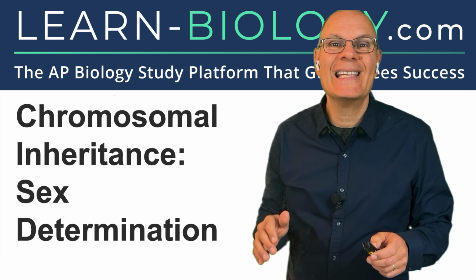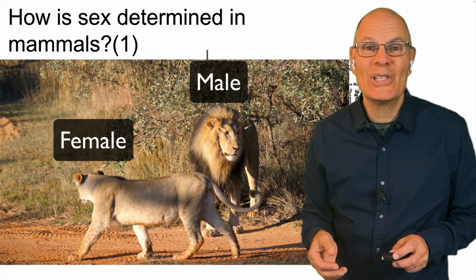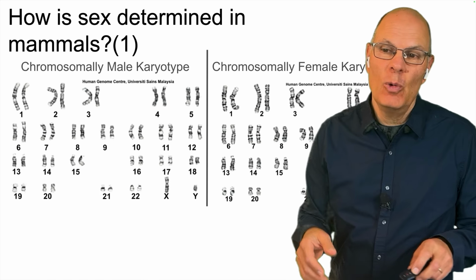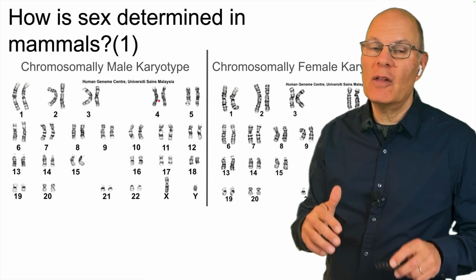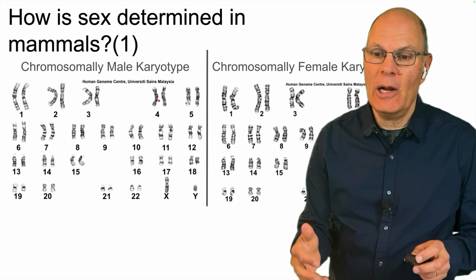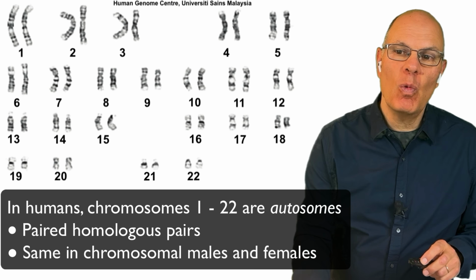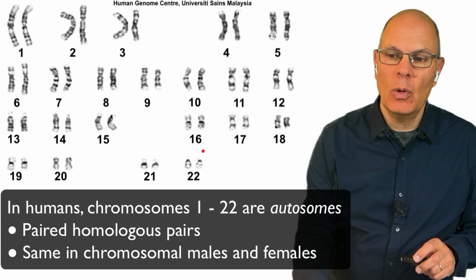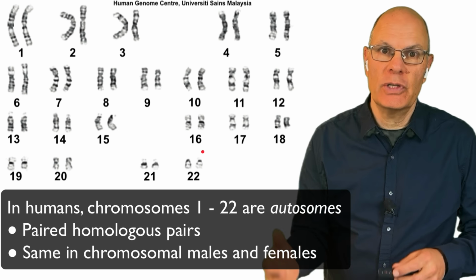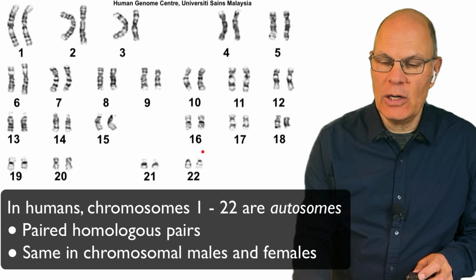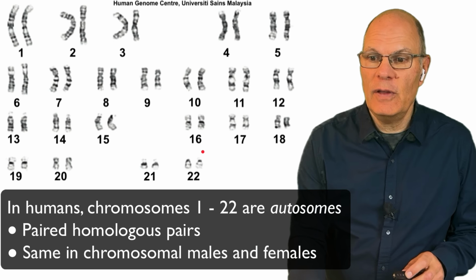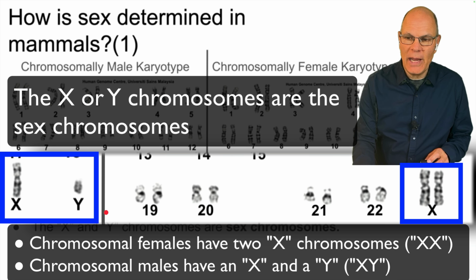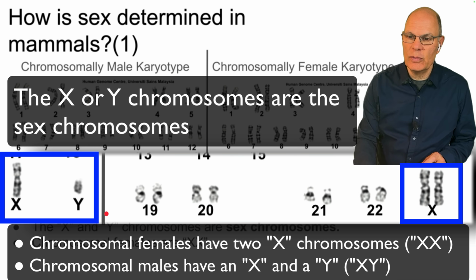Chromosomal inheritance, sex determination. How is sex determined in mammals? We've seen this image before. It's a karyotype. It shows all of the homologous pairs paired up. Chromosomes 1 through 22 are called autosomes. They're paired homologous pairs. They're the same in chromosomal males and chromosomal females. But the last pair are called the sex chromosomes.